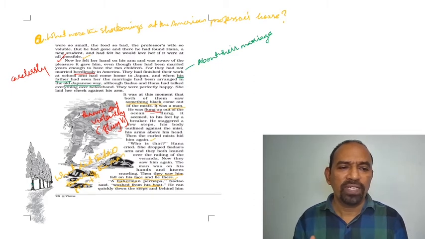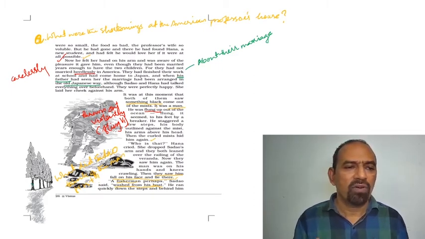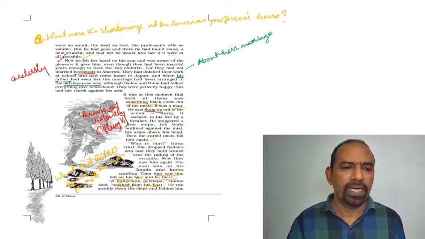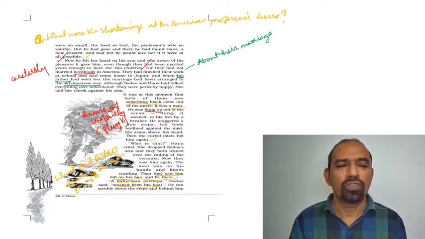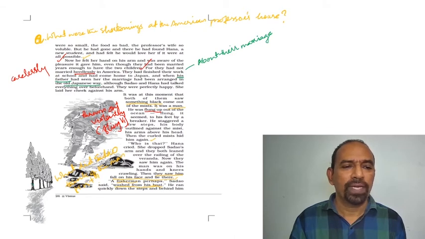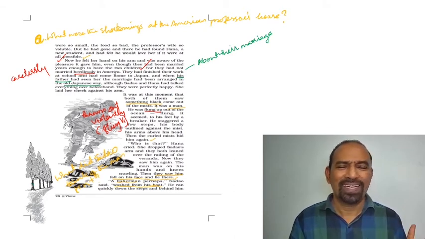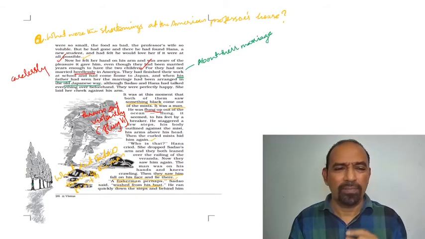Now he felt her hand on his arm and was aware of the pleasure it gave him, even though they had been married years enough to have 2 children. Many years ago they married, and now they had 2 children. For they had not married heedlessly in America. Heedlessly means carelessly. They did not marry in America.